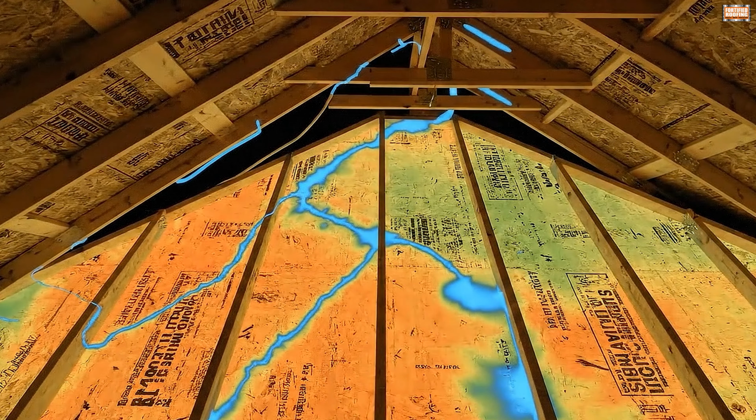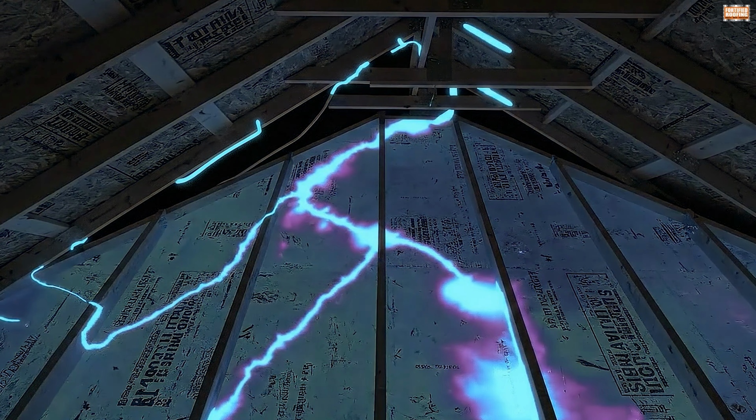Here's where thermal imaging becomes invaluable. And this is technology that most contractors simply don't invest in. Thermal imaging cameras reveal moisture travel patterns that are completely invisible to the naked eye. I can see exactly where water is moving through the roof structure, even when it's not actively dripping. The moisture shows up as temperature differences in the building materials, creating a roadmap where water has been traveling.